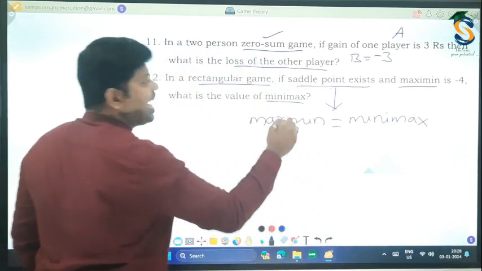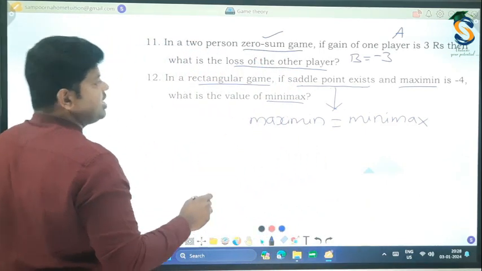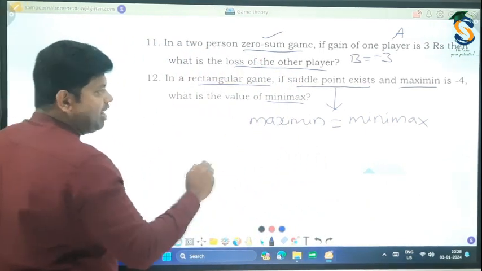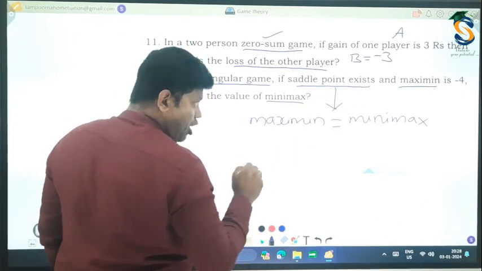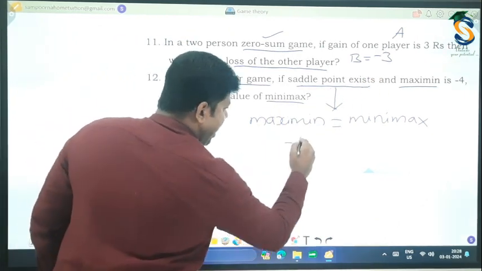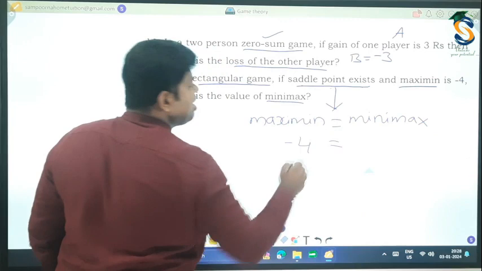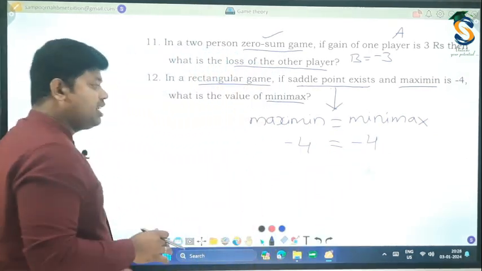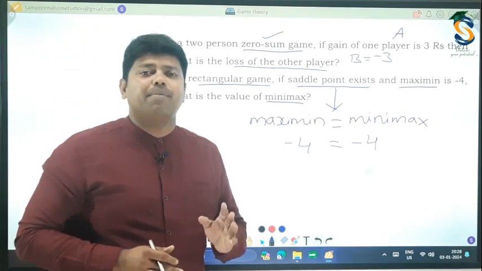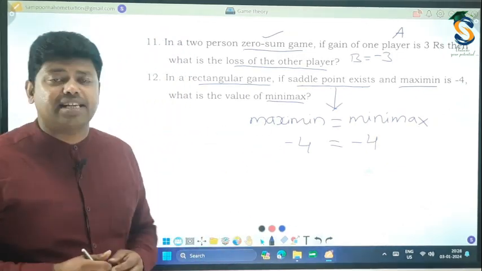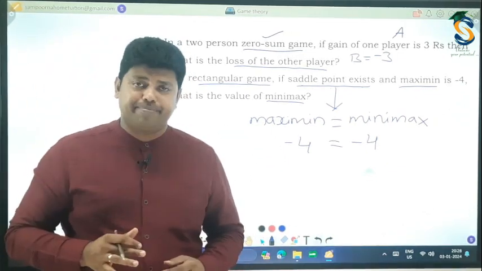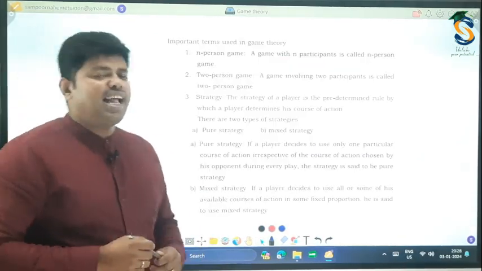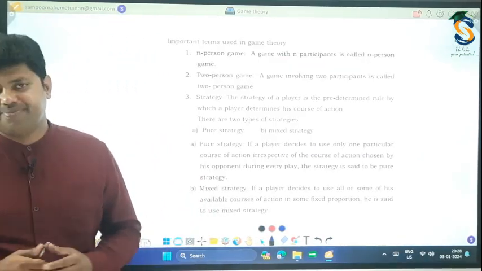Hence, so what is the answer? I think you can guess. The answer for this question will be minus 4, because maximum is minus 4, hence minimax will also be minus 4. That's it. You can fetch 1 mark if you write minus 4 as the answer in your exam.